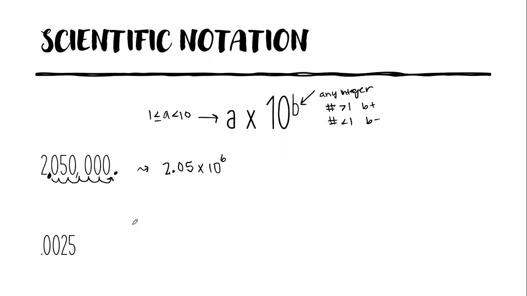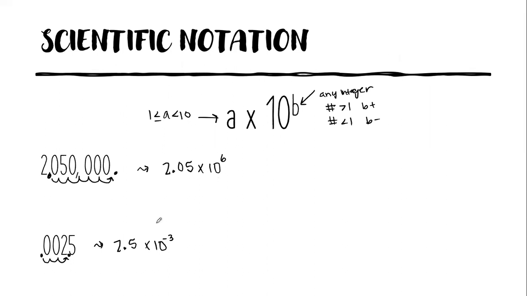Okay, 0.0025. I'm going to put that in scientific notation. The decimal is right here. Where would I need to move my decimal so that my A is between 1 and 10? Behind the 2. So between the 2 and the 5. Because that would make the number 2.5. Remember, there's only one number in front of the decimal place. So 2.5 times 10 to the power of, is my B going to be positive or negative? Negative, because 0.0025 is less than 1. And how many places did I move my decimal? 3. So it's to the power of -3.